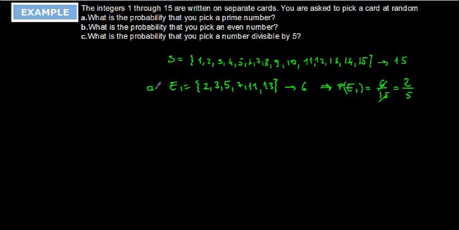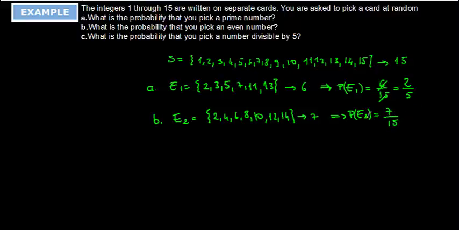Okay, the second one, this is the event 2. Probability of picking an even number. We are going to pick even numbers. So 2, 4, 6, 8, 10, 12, 14. So there are 7 even numbers in the set 1 to 15, and it means that probability of the event 2 is equal to 7 over 15. We cannot simplify.